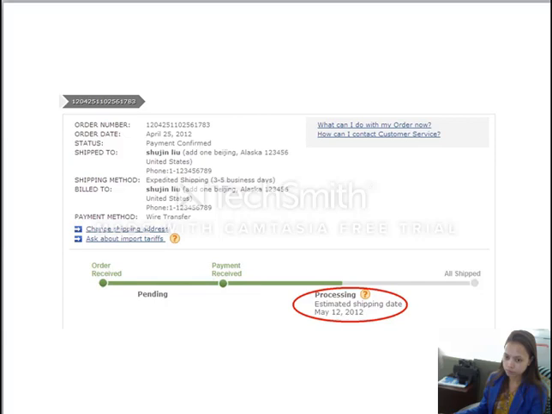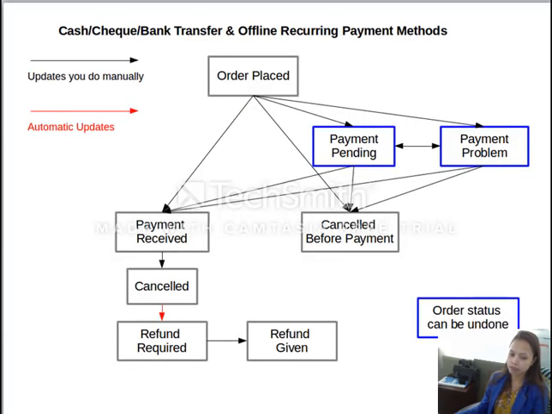So in this image, I'm showing you the estimated shipping date, which is May 12, 2012. As usual, once we receive the item, either we have already paid for the ordered product through different payment channels like bank transfer, wire transfer, credit or debit card, or we can actually pay in cash.